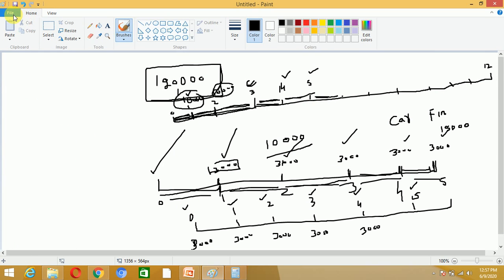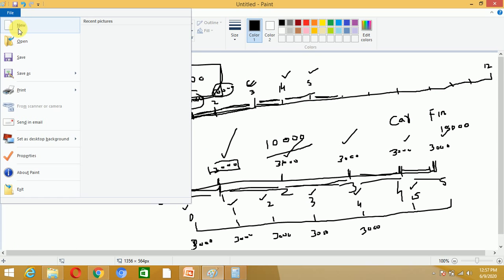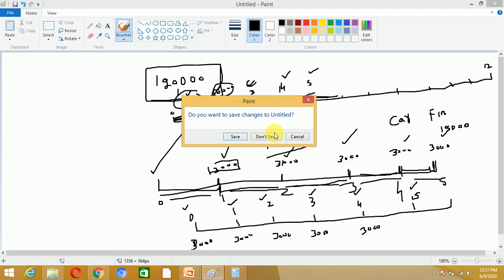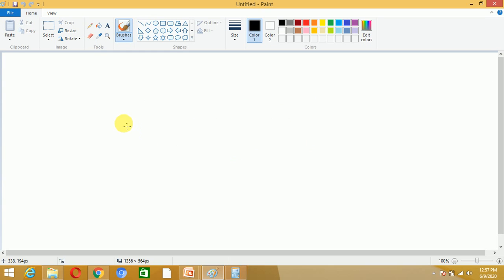I will make a separate diagram so you will understand it easily. Suppose, oh, sorry.